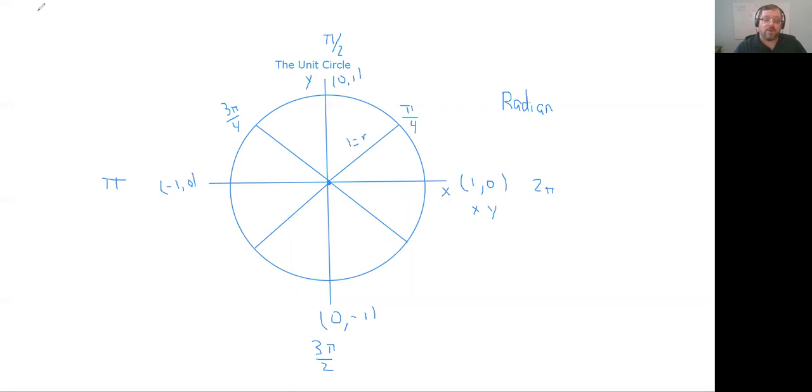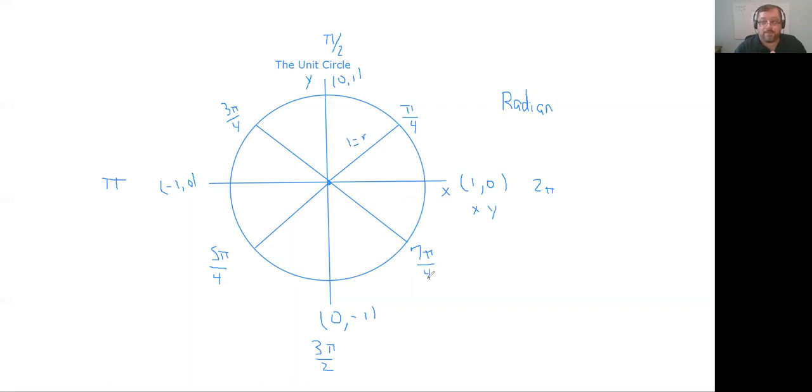So what do you think this one is? 5 pi over 4. That's correct, Ruba. And what is this one here? 7 pi over 4.